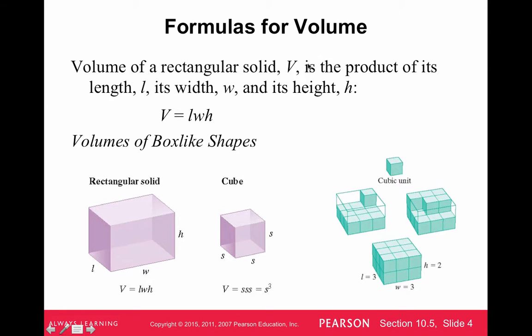So the volume of a rectangular solid like a box, V stands for volume, is the product of its length, width, and height. So the volume of a box-like shape is just length times width times height. Just remember that the length times width is the area of the base of the rectangle. The rectangle is the base, the floor of this rectangular solid. And if you multiply it by the height, then you get a cubic size, or a volume. And that's what they're trying to show here.